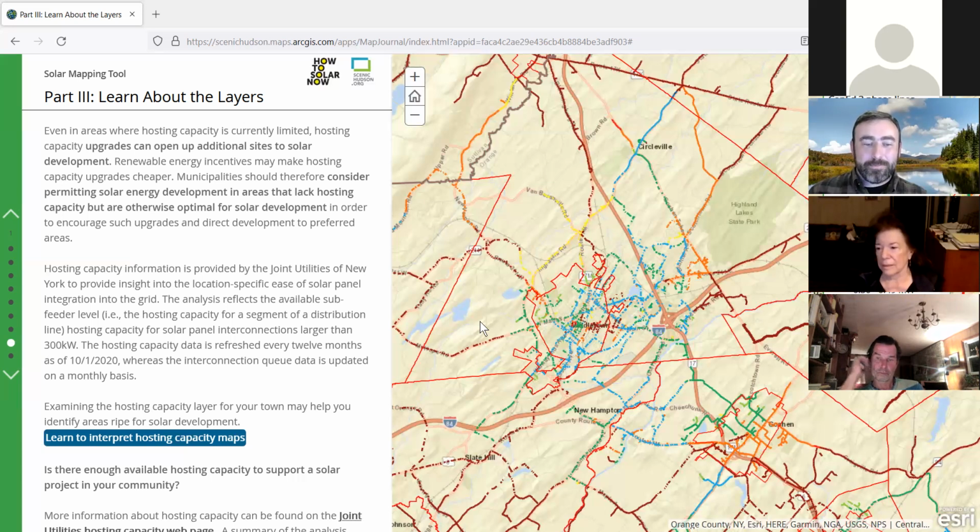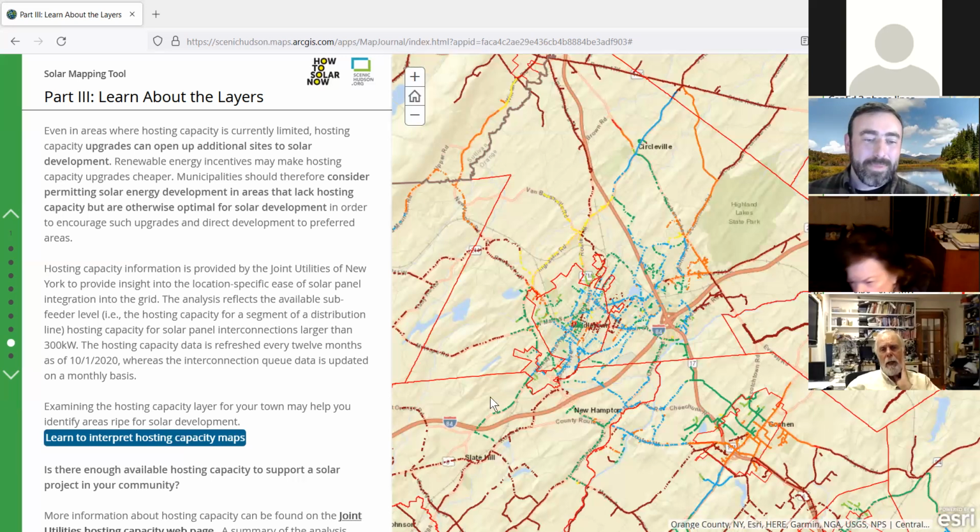How current is this data that you see through the tool? Sorry? How current is the data that we're looking at in the tool? Is it a week old? Is it a day old? Is it a month old?